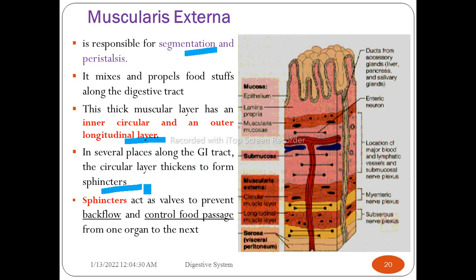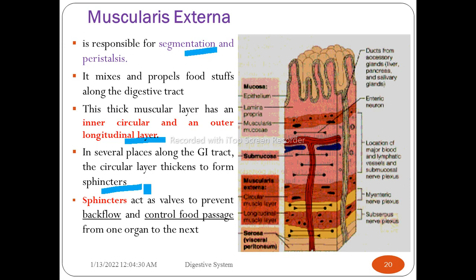The circular layer provides the location for sphincters like the cardiac sphincter, pyloric sphincter, and anal sphincter. Sphincters act as valves to prevent backflow and control food passage from one organ to the next. Valves are for blood vessels, whereas sphincters are for tubes like the GIT.